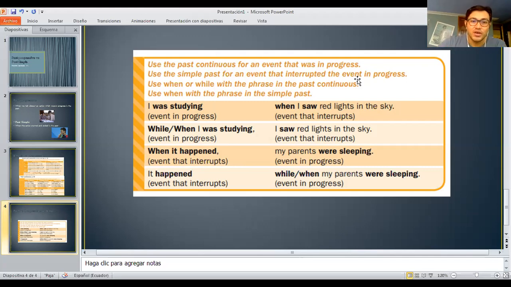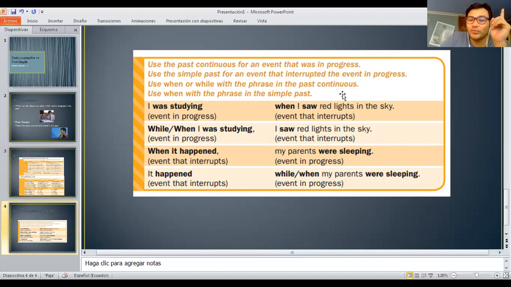Miren, dice, use when or while with the phrase in past continuous. Vamos a utilizar el when, que significa cuando, o el while, que significa mientras, con la oración en pasado continuo, o sea, en pasado progresivo. Miren, while I was studying, mientras yo estaba estudiando, I saw red lights in the sky. Yo vi luces rojas en el cielo.